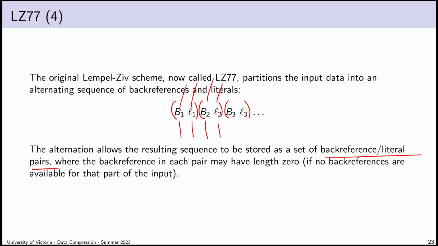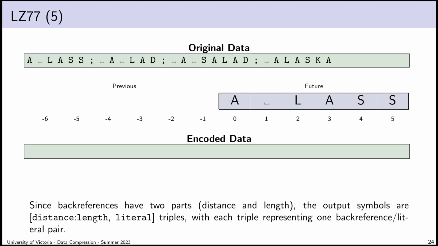Okay, so I'm going to come back to all of those points in a few minutes. In the meantime, let's take a look at LZ77 itself. Because back references are actually pairs of things, this idea of encoding pairs of back reference comma literal really ends up creating triples, where I've got the back reference in two parts, distance and length, followed by the literal. So it's actually a triple, not a pair, but it represents a back reference literal pair.